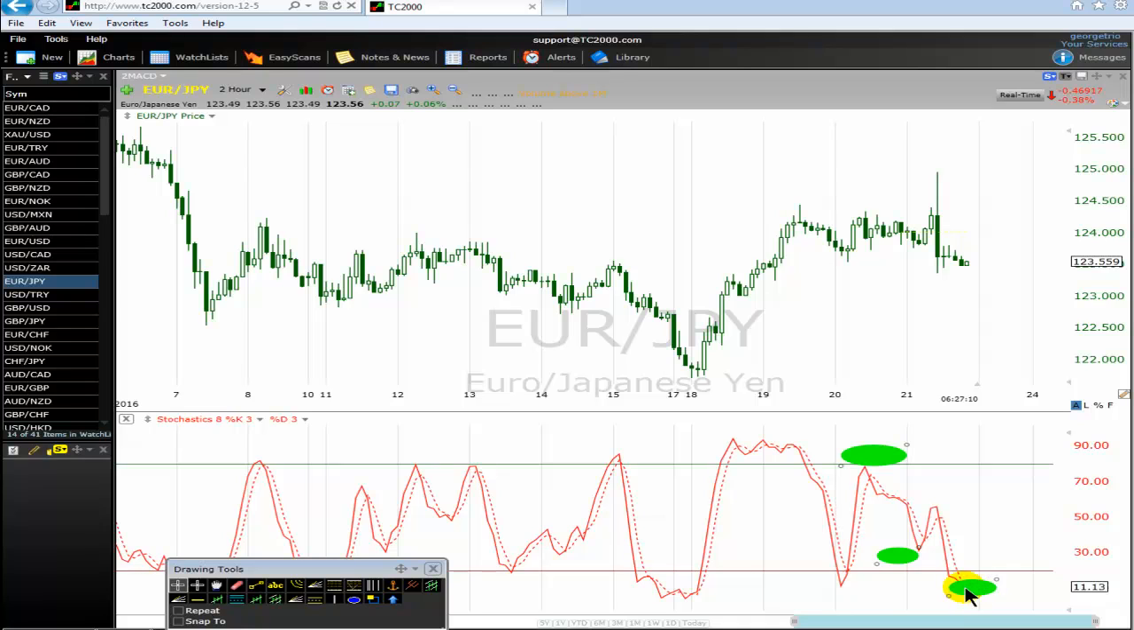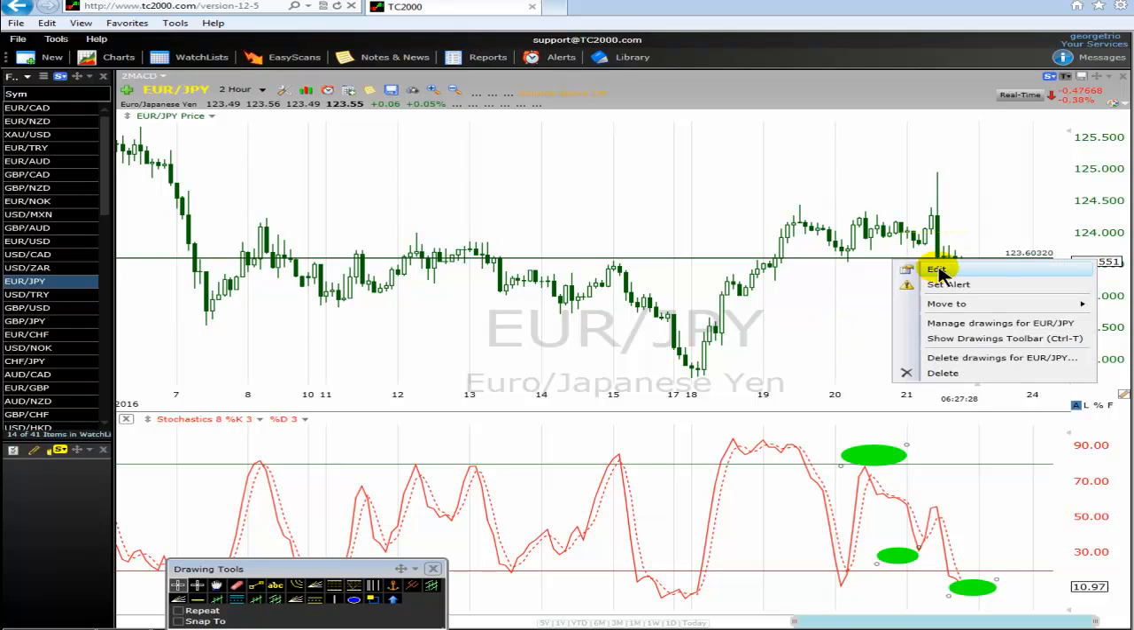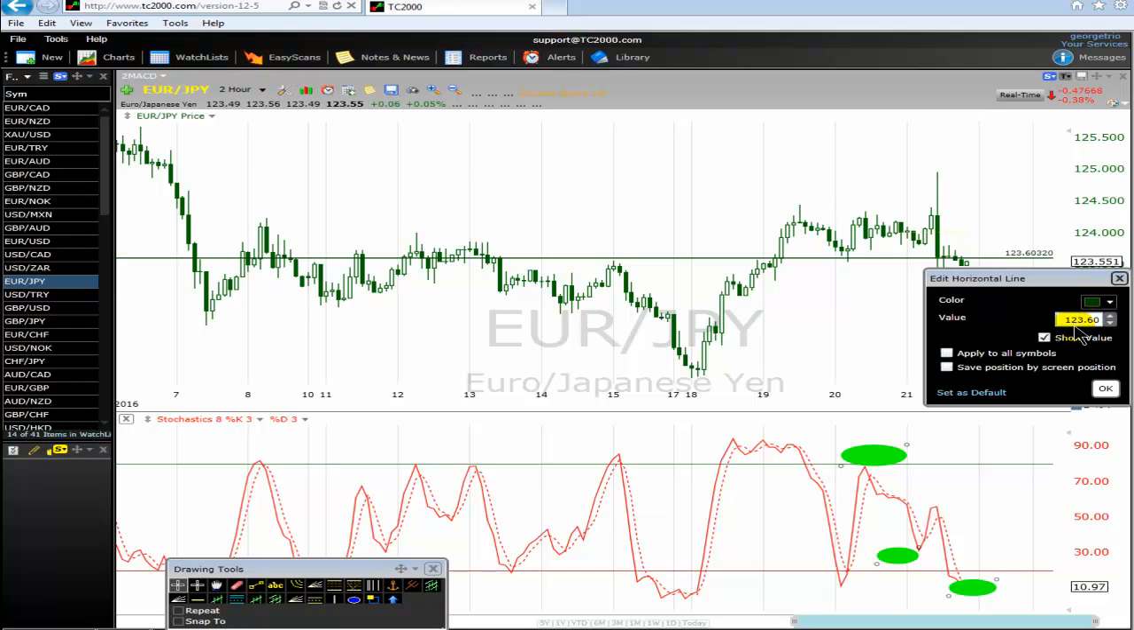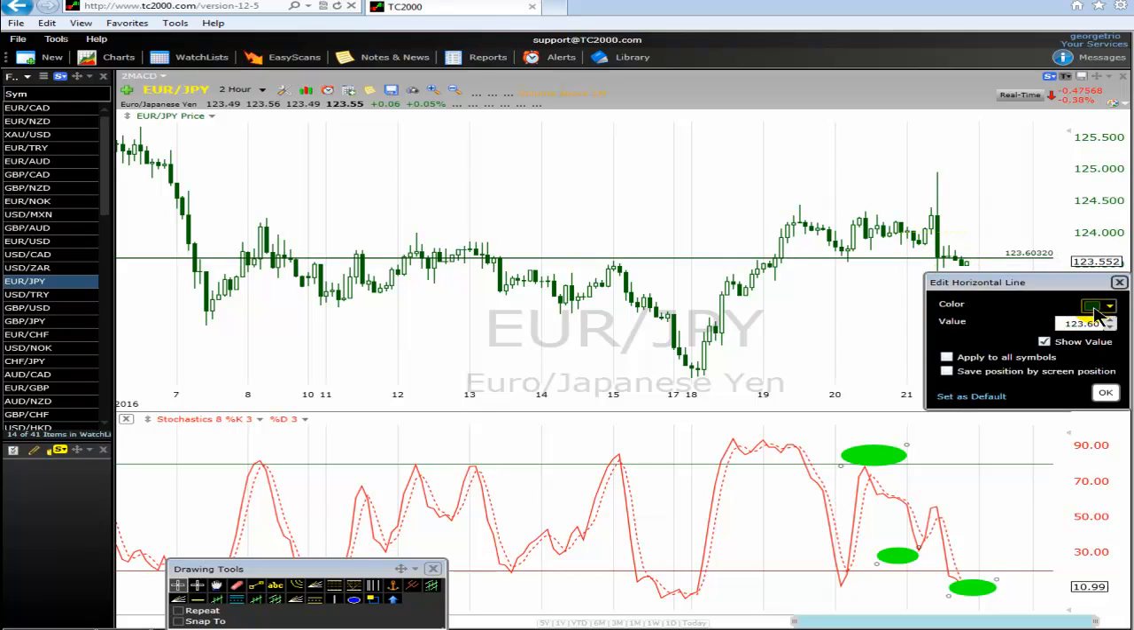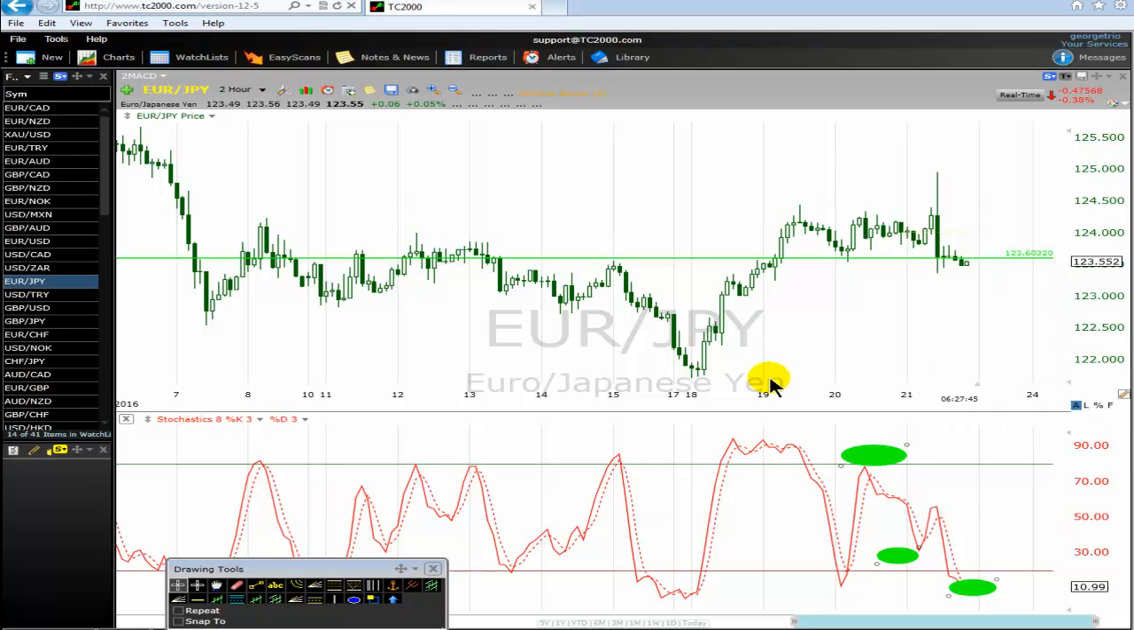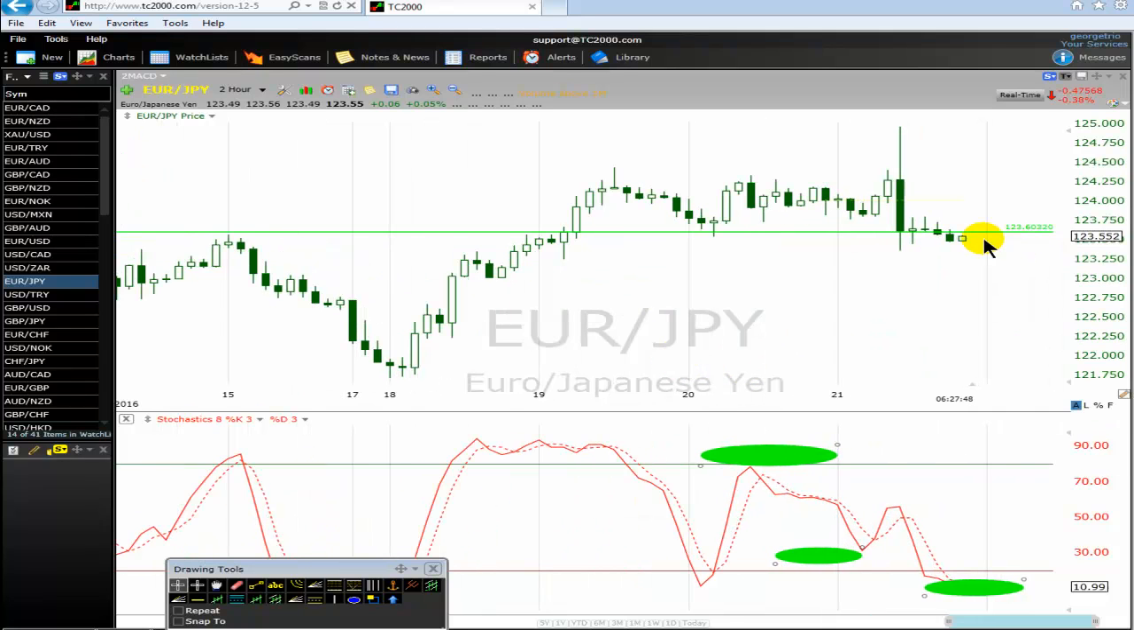This pattern is a bullish chart pattern, so I'm going to place a trade. I'm going to look for an opportunity to buy the euro-yen at 123.60. I'm going to place a limit order there. I'm not yet in the trade. That trade will be filled when the price reaches that level. 123.60 is my limit order.